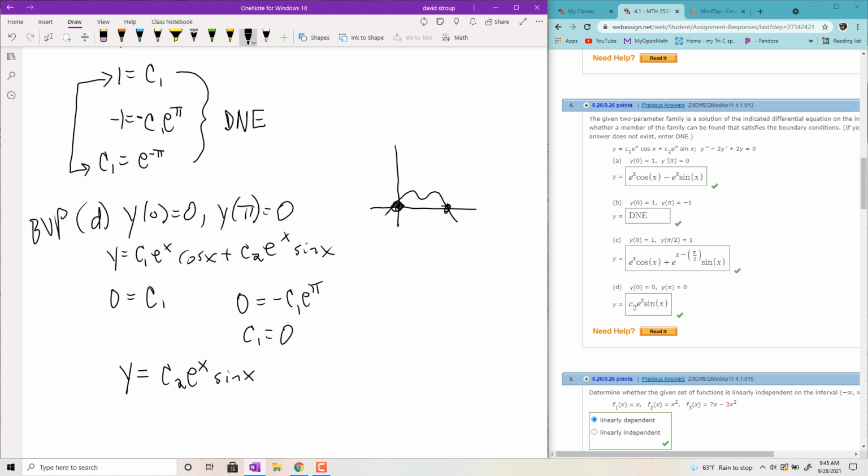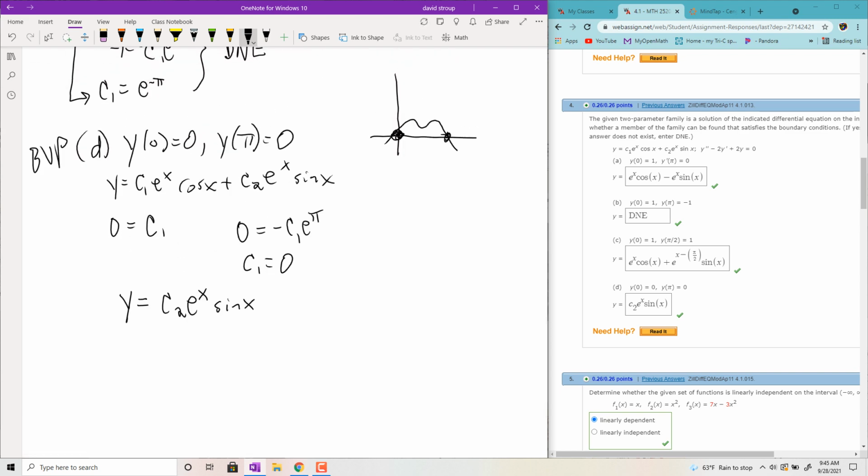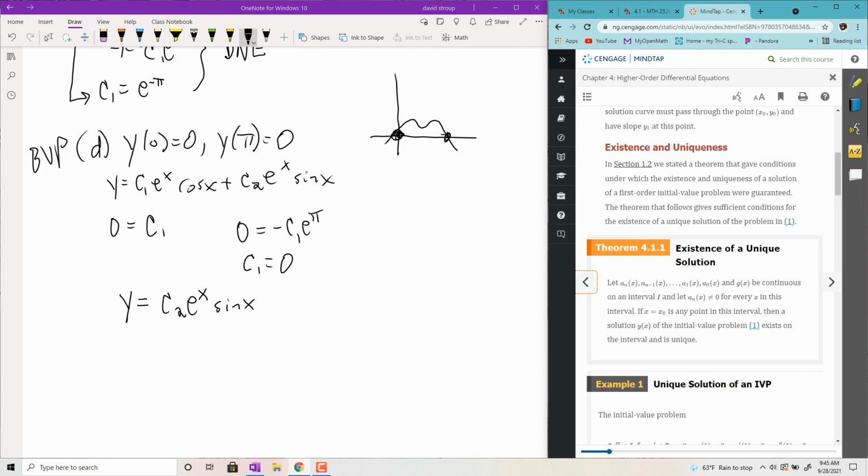Okay, so boundary value problems, a little bit different. We're not going to spend any more time on that really, though. So let's move on.